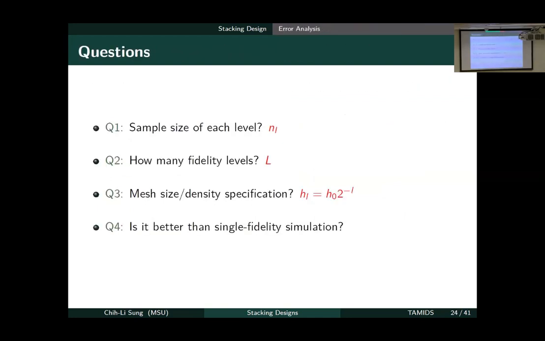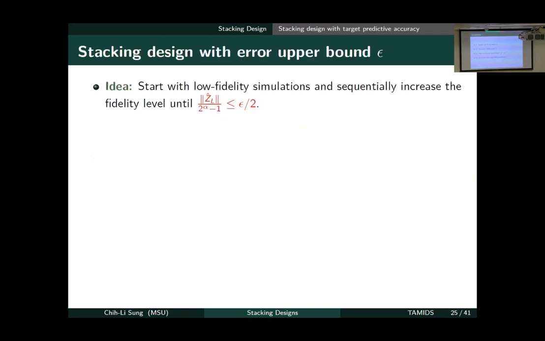So like I said, we need L that measure to ensure this simulation error is smaller than half of epsilon. And this is how we determine the mesh sizes. Okay, so how does our stacking design work?